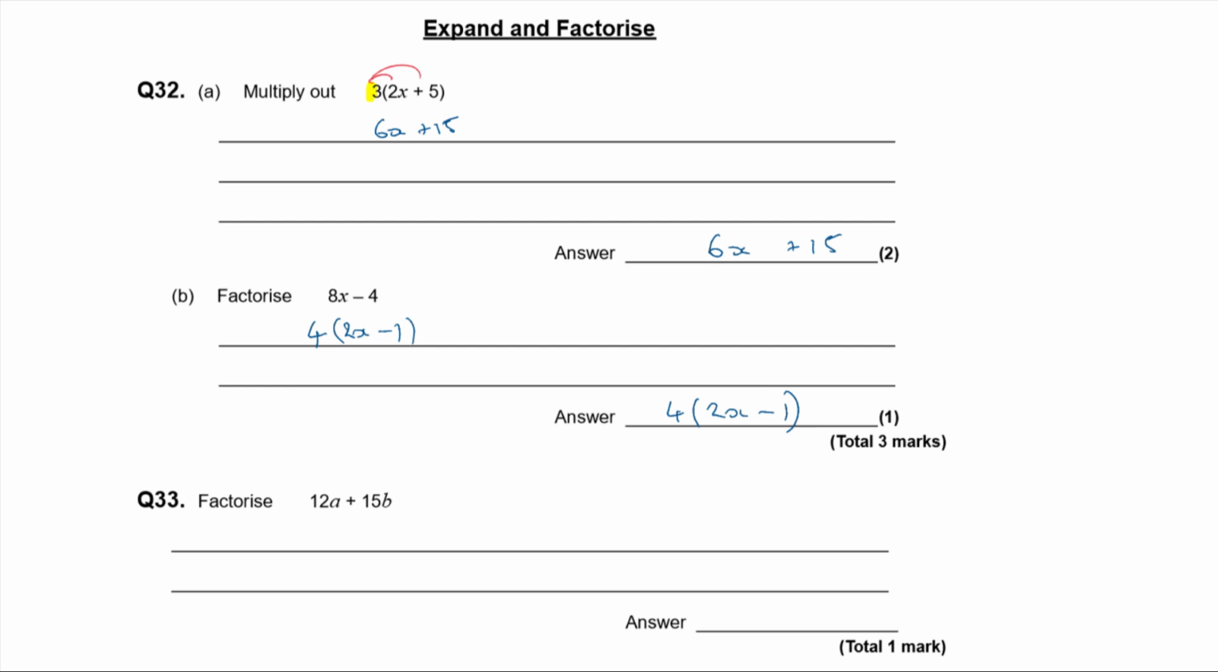Question 33, factorise 12a plus 15b. So again, what's common in here is the number that divides into 12 and into 15, which is 3. So I can take 3 out as a common factor. 3 times what is 12a? It's 4a. 3 times what is 15b? It's 5b. So I'm going to get 3 lots of 4a plus 5b as my factorised version of that expression.